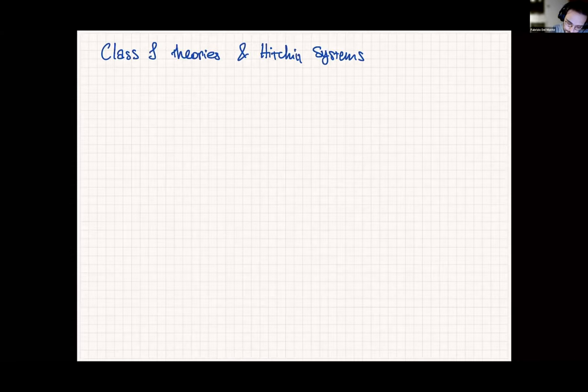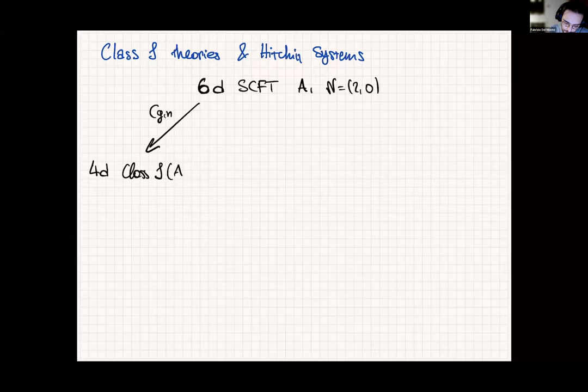So what we have described up to now is that we started from this six-dimensional superconformal field theory of type A1. And we went to four dimensions by placing this theory on a Riemann surface. We arrived at a four-dimensional theory, which is denoted by class S of type A1. And it's determined by this Riemann surface. So if we want to explicitly write down this quadratic differential, a useful trick is to further compactify this theory to three dimensions. So we're considering the original 6D theory not on R4 times the Riemann surface, but on R3 times a circle times the Riemann surface.